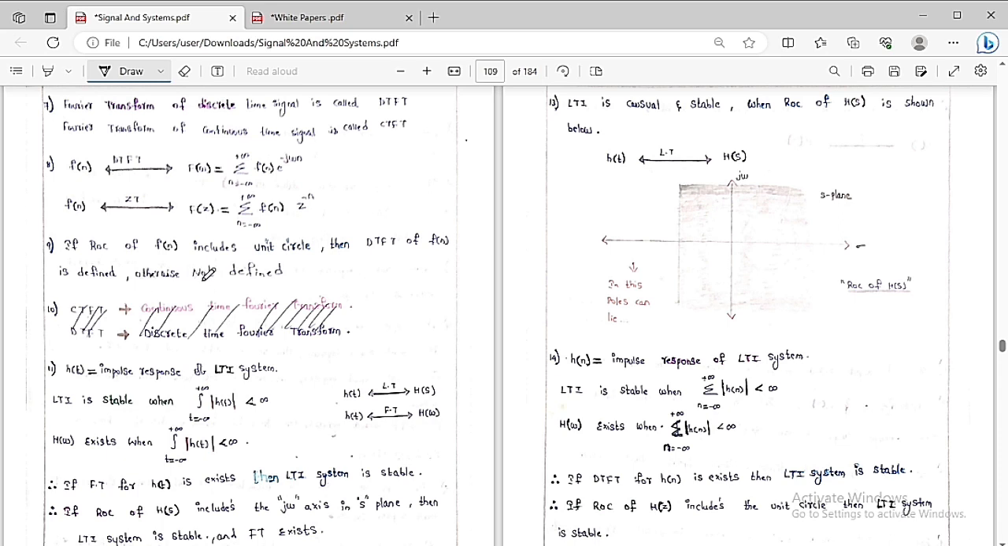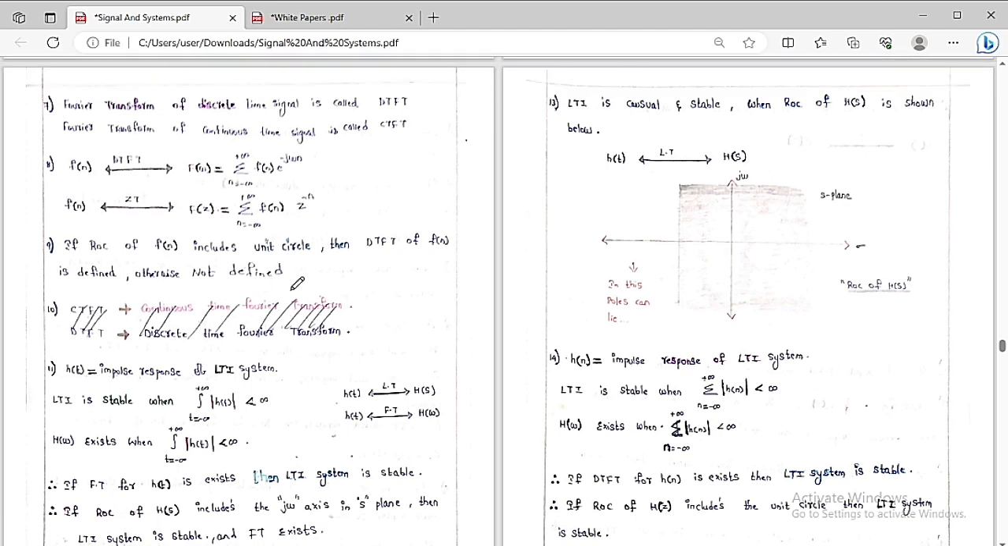If the ROC of f of n includes the unit circle, then the DTFT of f of n is defined. Otherwise it is not defined. Same thing I already told you. Whenever the ROC of f of n includes the unit circle, then definitely the discrete time Fourier transform for the signal f of n is going to be defined. Otherwise, it is not going to be defined. This point I have already told you.